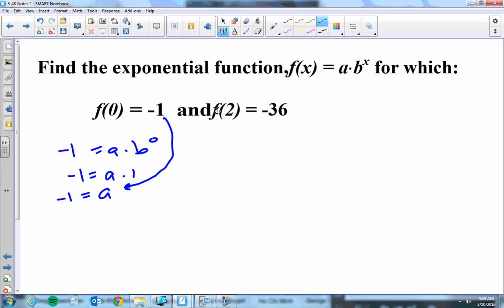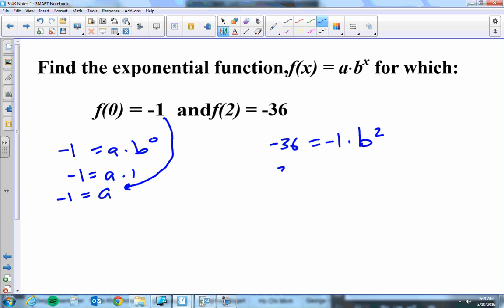And now you go back and set it up again using the second point. So the output is negative 36. A, we now know, but B, we still don't. And what do we use for an exponent? The 2. That was the x value.